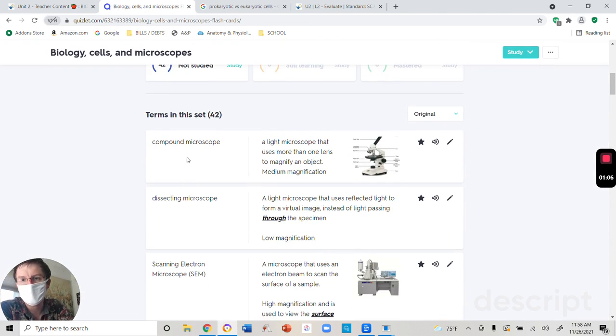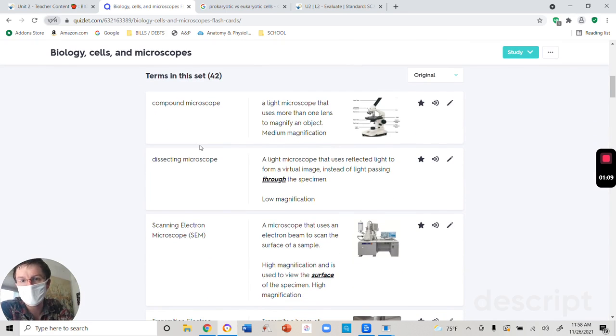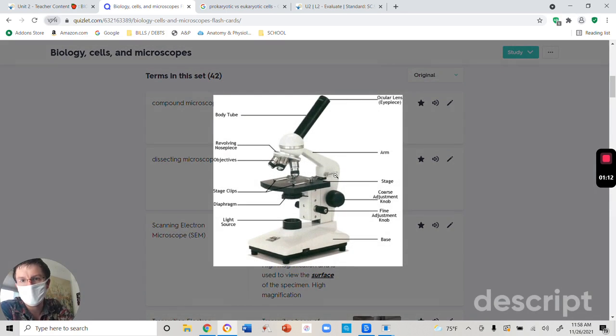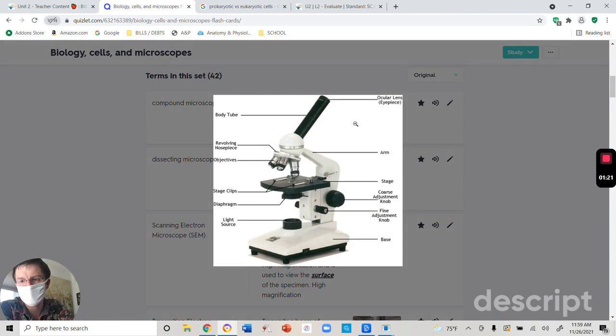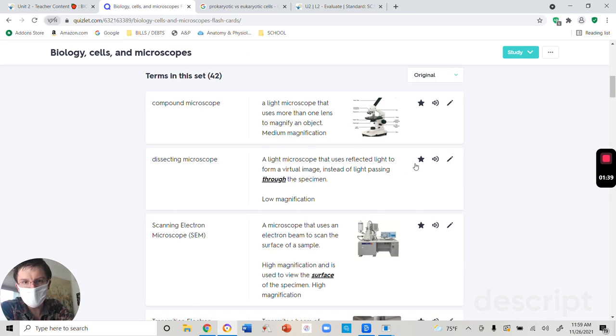So just getting right into it, the microscope that you guys are used to using is called a compound light microscope. It uses one lens to magnify an object. It's like we're taking a bunch of magnifying glasses and just increasing and increasing the view till we can get a good picture of what we're looking at. The ones that you see in the classroom are compound light microscopes.